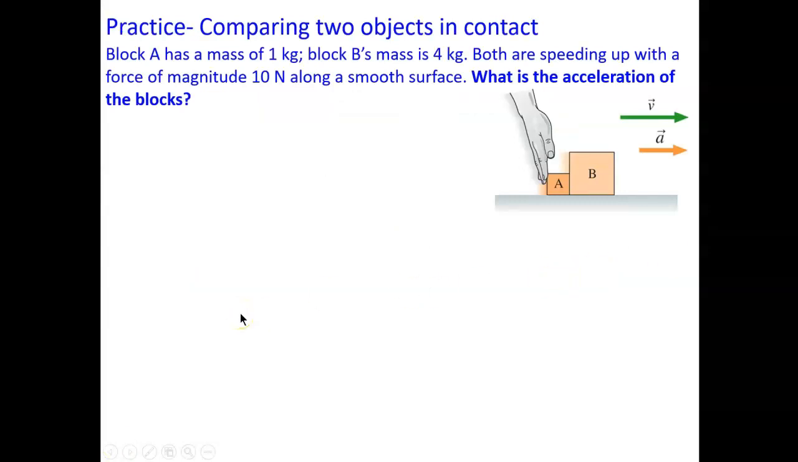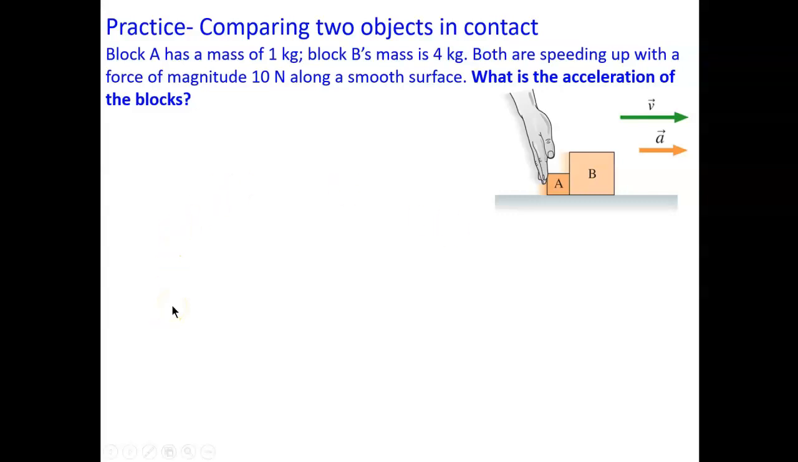So here we have another problem. We have two objects that are touching each other, so they're physically touching each other, and they're being pushed to the right, speeding up along a frictionless surface. Block A is 1 kilogram, block B is 4 kilograms, and they're being pushed to the right with a force of 10 newtons. And again, we're being asked to find the acceleration of the blocks.